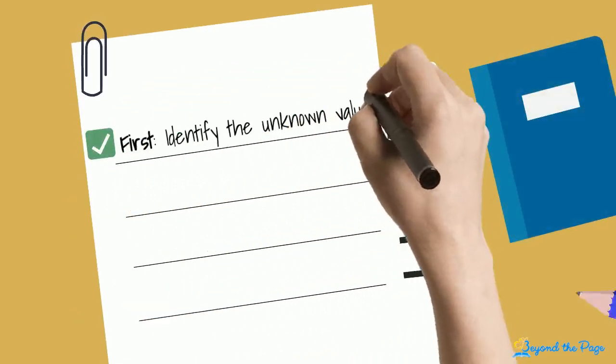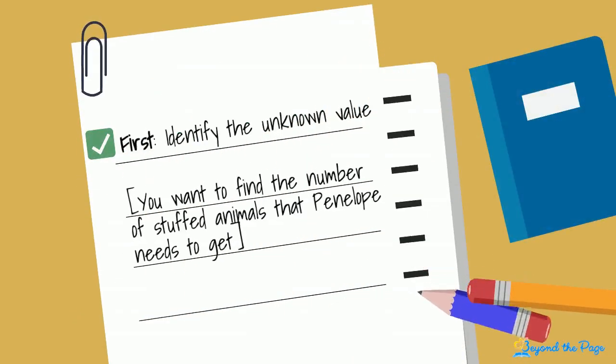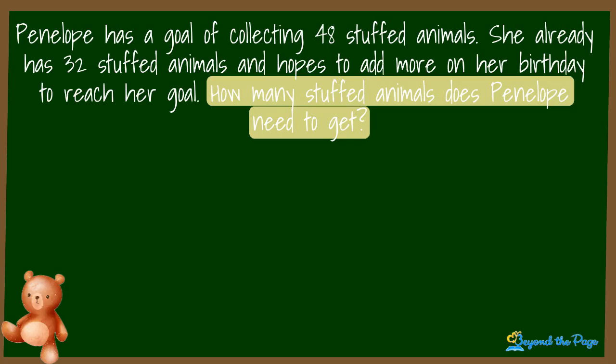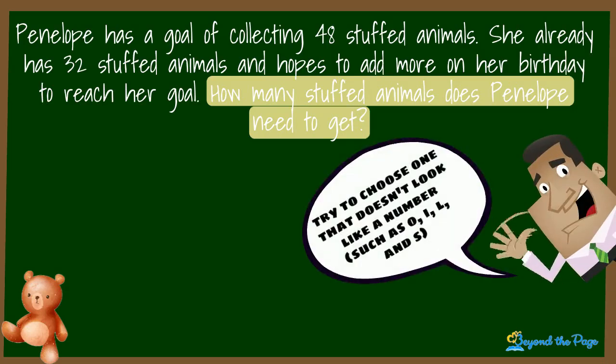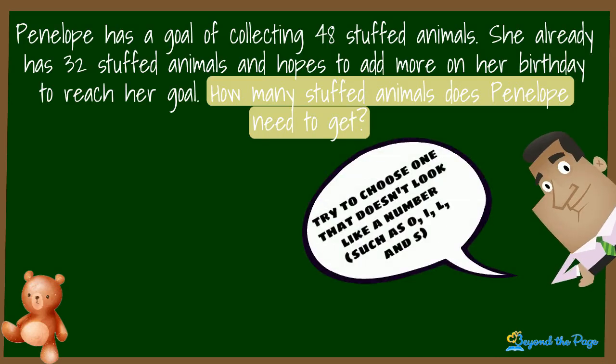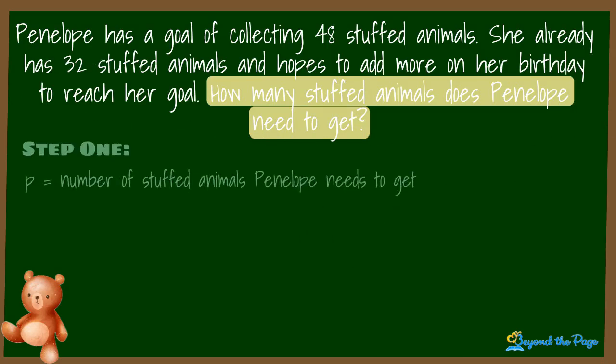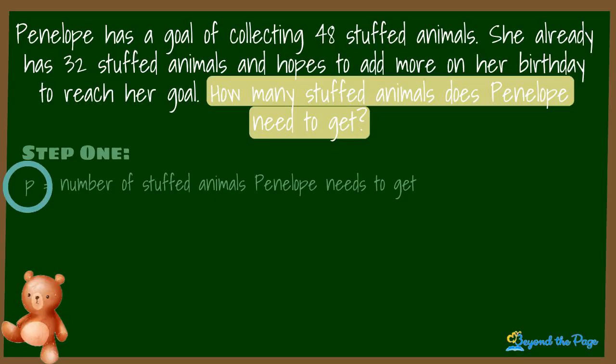First, identify the unknown value. You want to find the number of stuffed animals that Penelope needs to get. You can use any letter as the variable, but try to choose one that doesn't look like a number, such as O, I, L, and S. For this example, use the variable p.